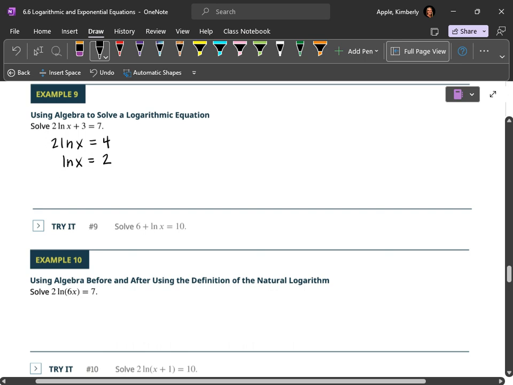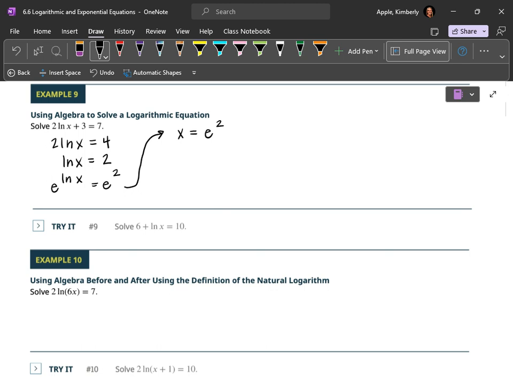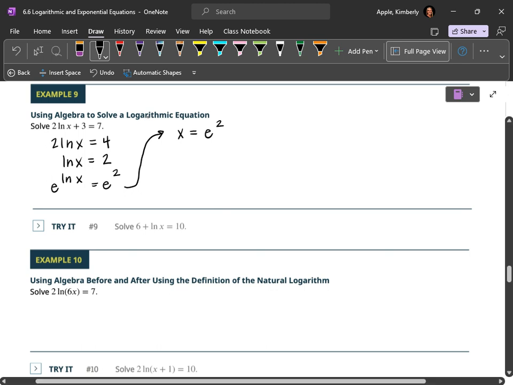And then since I have the natural logarithm, I can raise everything up as a power of e using the definition of the natural logarithm. And I know that e and the ln in effect, not really, but basically cancel each other out. So I'll have x equals e squared. And I'm actually done there. So e squared is approximately, remember you can use your e button on your calculator, 7.389. So x is about 7.389.